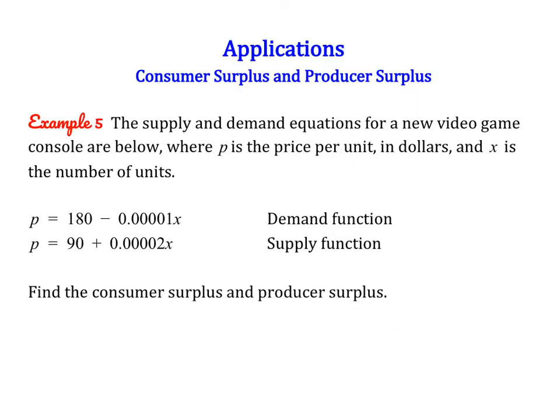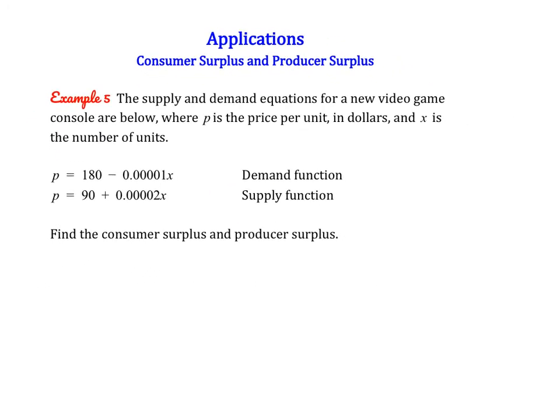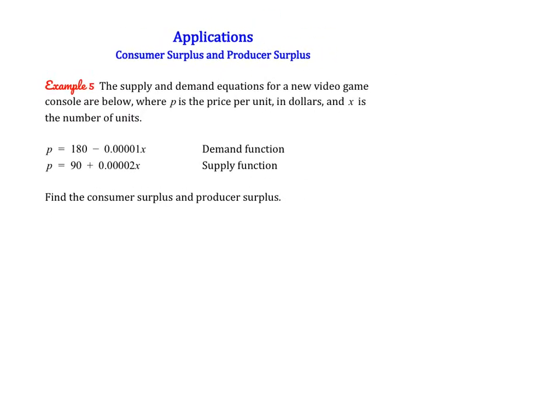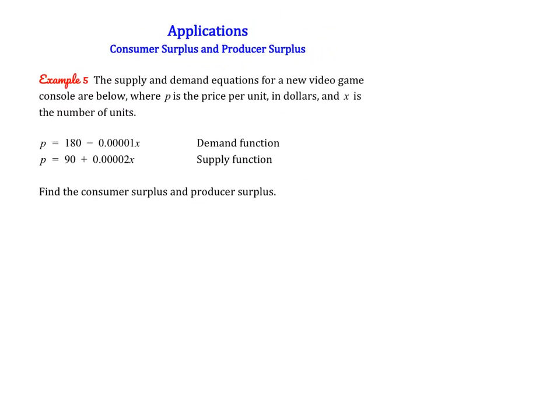All right, so the last thing we're going to talk about are 2 different types of application-based problems. So one of them is consumer surplus and producer surplus. So we've worked with supply and demand functions, and actually we've worked with this exact set of supply and demand functions. So here we have some video game, and this top one is our demand function, and this bottom one is our supply function. So what we did in the past was we found the equilibrium point.